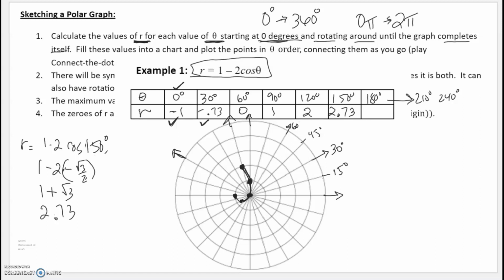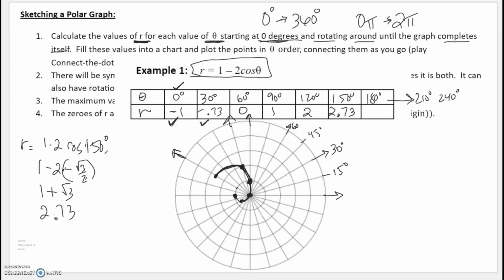All right, I need to go face 150. And I'm going to walk from my pole 2.73 rings out. Not 3 rings, 2.73 rings. And I'm going to connect my dot. I can see that it's supposed to be a curve, so I'm going to make it a slight curve. Spiral. Maybe it's a spiral.